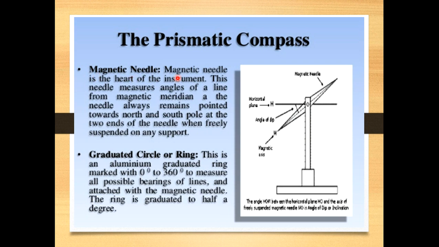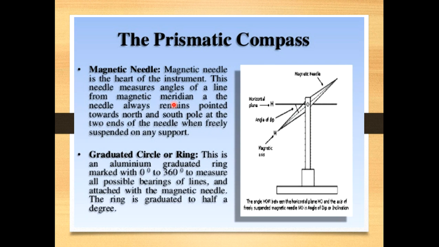The next part is the magnetic needle. The magnetic needle is the heart of the instrument. This needle measures the angle of the line from the magnetic meridian. So what is the meaning of meridian? Meridian means the line or plane passing through the geographical north or south pole and any point on the surface of the earth. So what is the meaning of magnetic meridian?